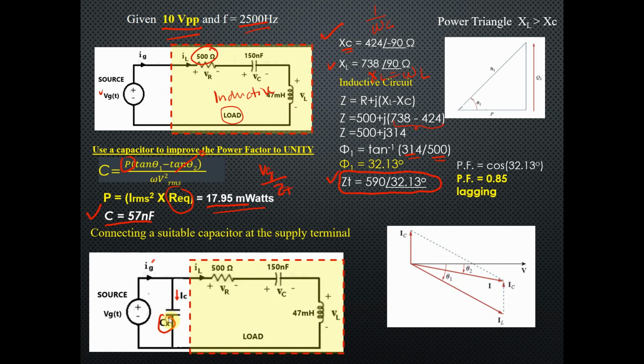Let's call it CX, that I'm going to put in parallel here before the load. So what will be the effect? Initially, we have here IG. The objective of power factor correction is to reduce the current. So my conclusion here is that IG prime is less than IG. So we reduce the current.